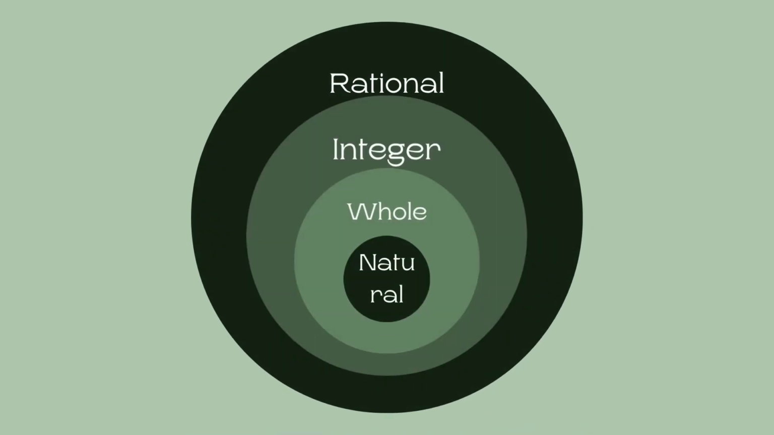So now we see again, all natural numbers are whole, integer, and rational, but not necessarily the other way around. Not all rational numbers are integers, whole, or natural.